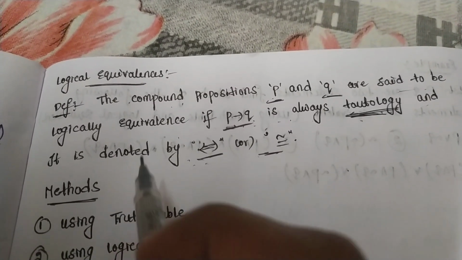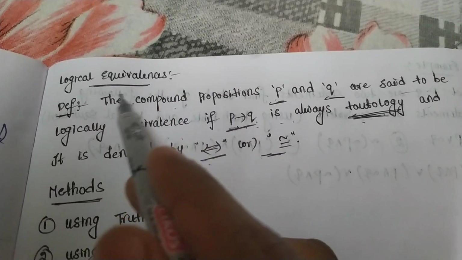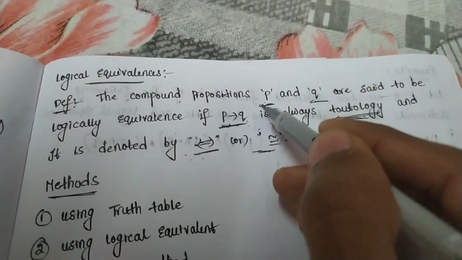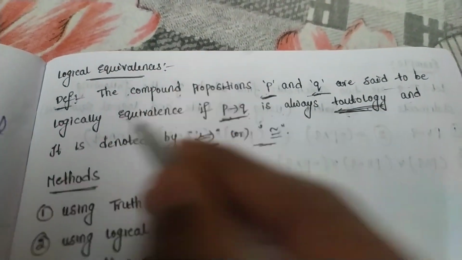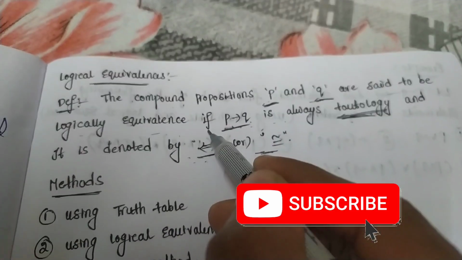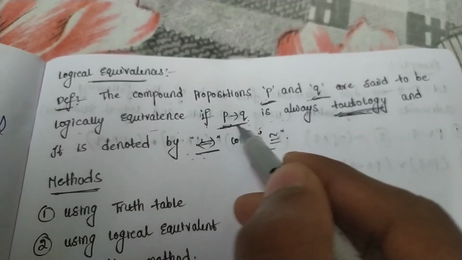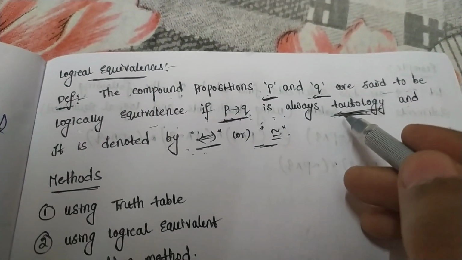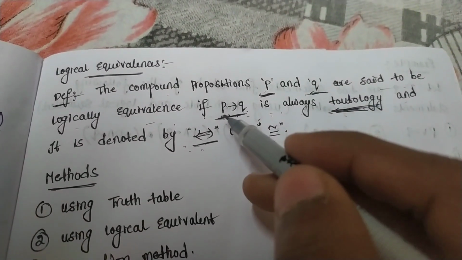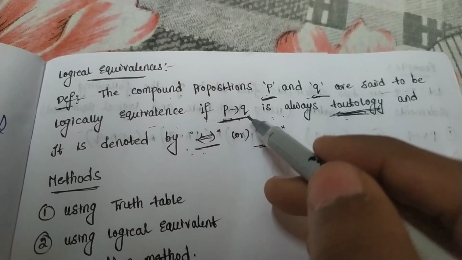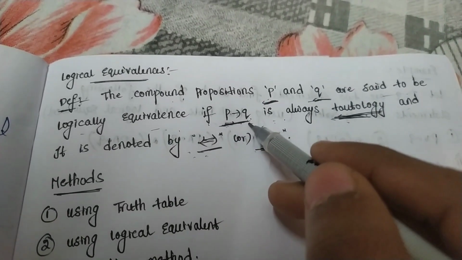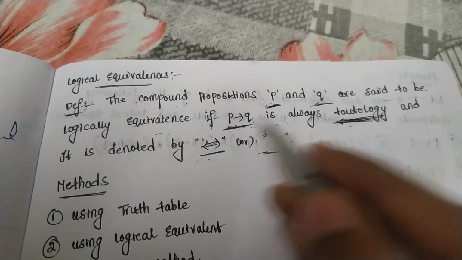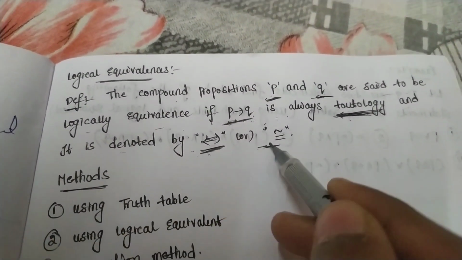Today we discuss logical equivalences. The definition of logical equivalence is that the compound propositions P and Q are said to be logically equivalent if P implies Q is always a tautology. Here we know that tautology means that in the P implies Q truth table, all the values have to be true only. Then it is called a tautology, and it is denoted by this symbol and this symbol.